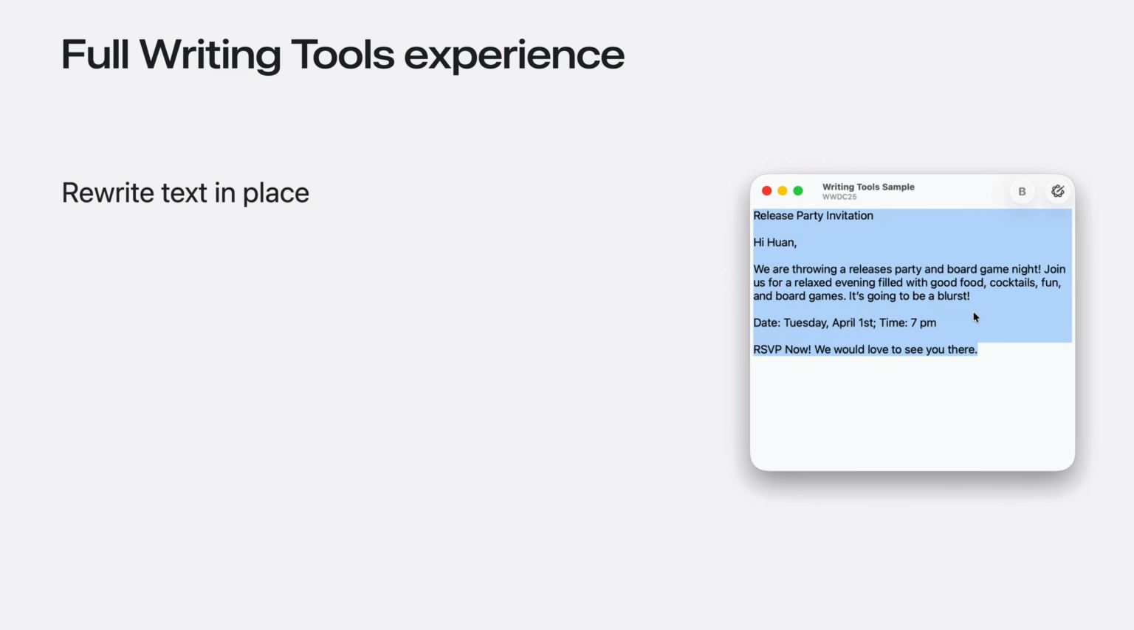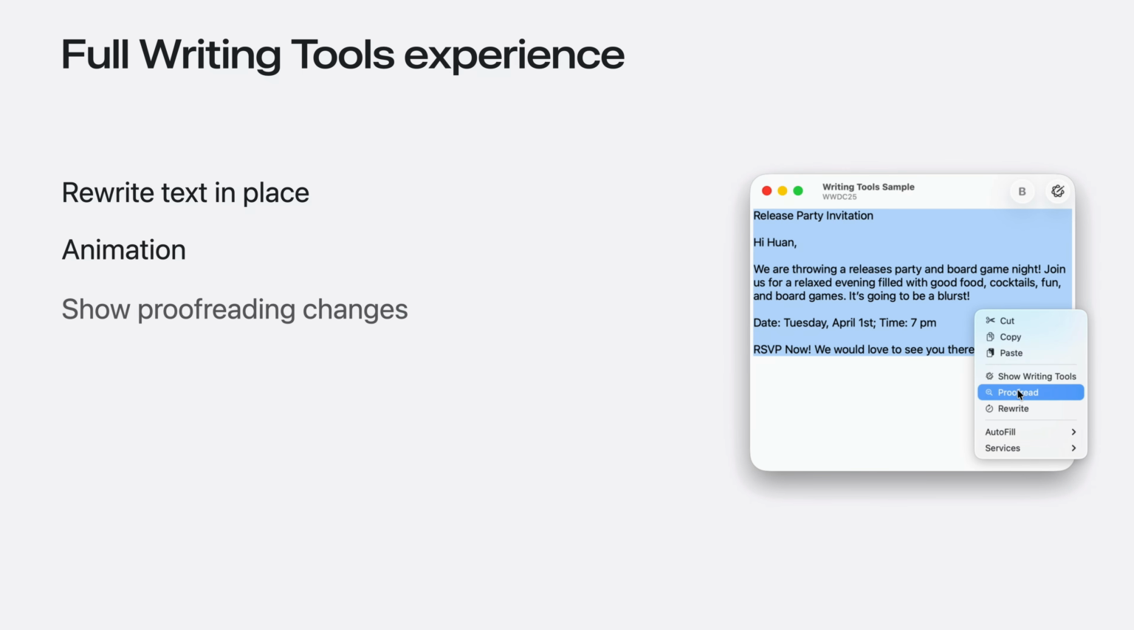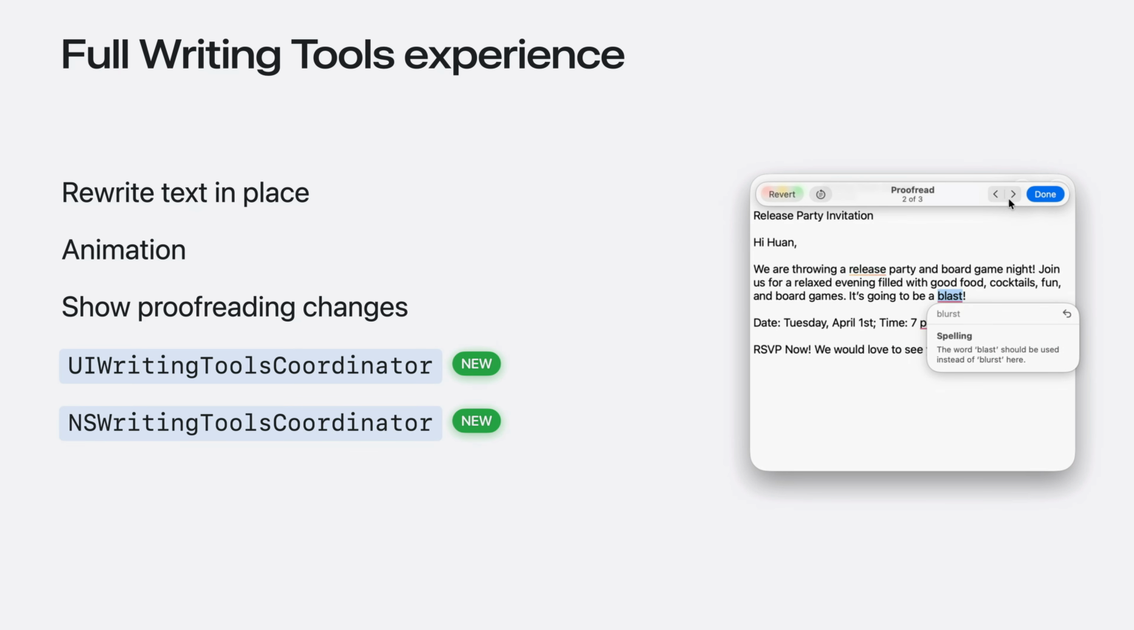If you want to go one step further, you can implement the full writing tools experience. This gives writing tools the ability to rewrite text in place, provide animation, and show proofreading changes right inline. This year, we've added writing tools coordinator APIs for custom text engines.